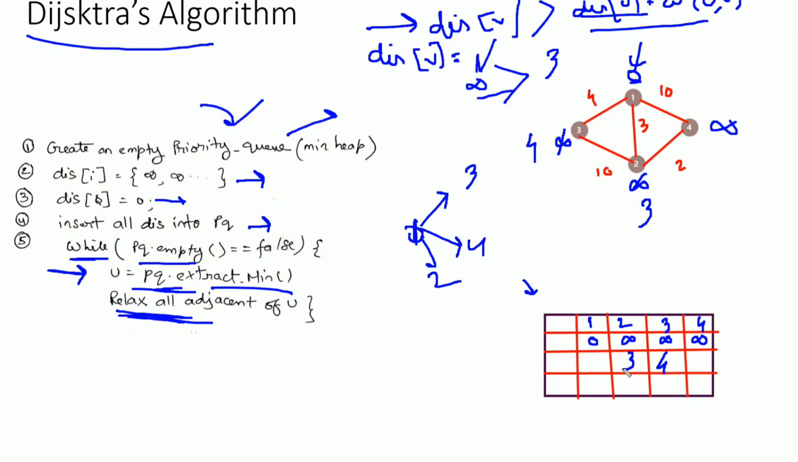Now if we see vertex 4, its initial value is infinity, so it's maximum, then 0 plus 10. So I'll change its value to 10. So the distance value for vertex 4 from current vertex 1 is 10. So this is the first iteration that we are executing using this while loop.